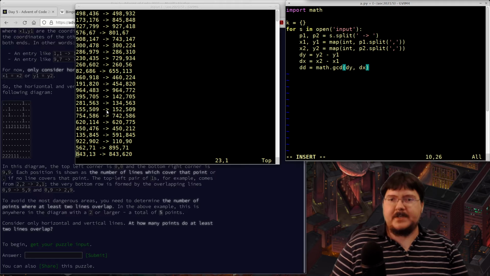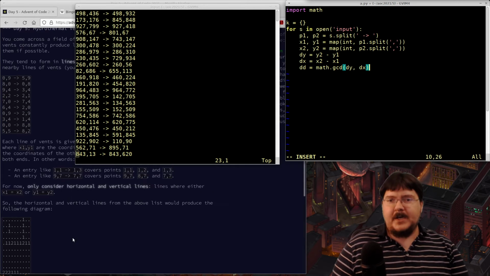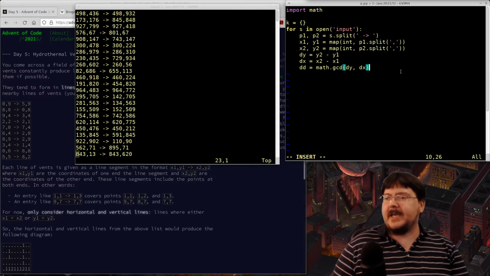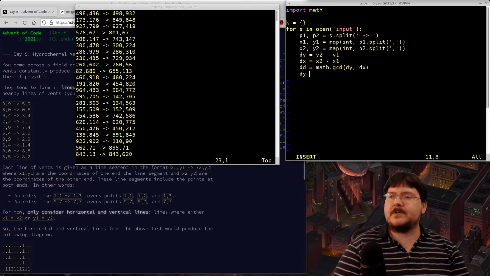So these might be designed to go only in the cardinal directions. I don't really care, I'm just treating them as lines, and I care about the lattice points that they pass over.